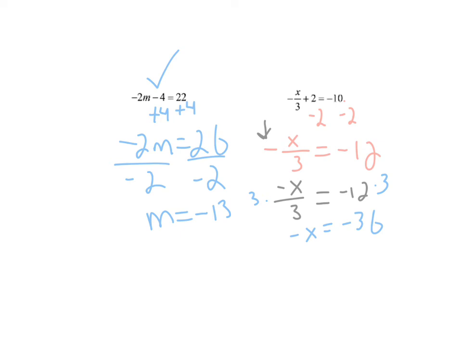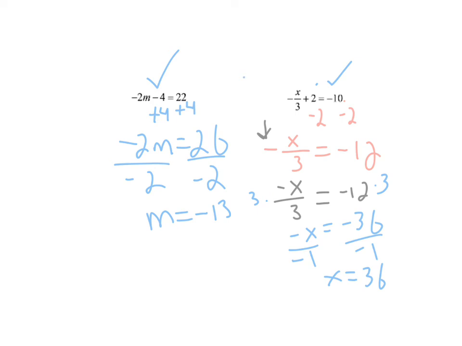And so this is a negative 1x. So really it's a negative 1 times x. So we're going to divide by negative 1. And that means x equals a positive 36. And we can plug that back in and make sure it works. Positive 36 divided by 3 is 12, but there's a negative here. So that's negative 12. Negative 12 plus 2 right here is negative 10. That works out. So we're good there.